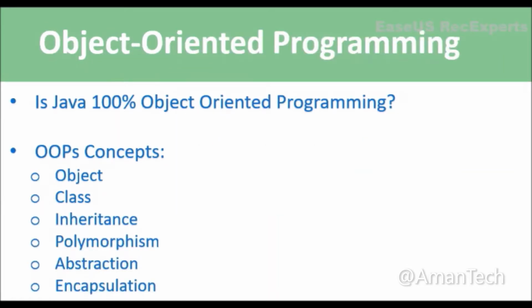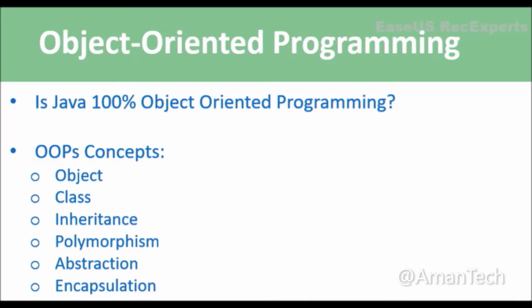Next is object-oriented programming. This is the main core concept on which Java is currently working. So Java is an object-oriented programming language, and the main aim of object-oriented programming is to implement real-world entities. But if we think, is Java really 100% object-oriented? The answer to that is no. The fact that Java still supports the primitive data types like int, long, boolean, char, makes Java not 100% object oriented. That means some part of Java is still not object oriented.